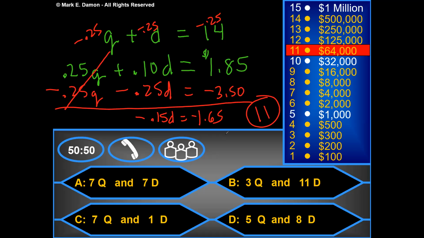So that was a strategic choice for me. By looking at my multiple choices, I noticed that the dimes were all different. And if there are 11 dimes, that means there has to be 3 quarters, which makes sense because if I go back and substitute in an 11 here, then the missing value is 3.